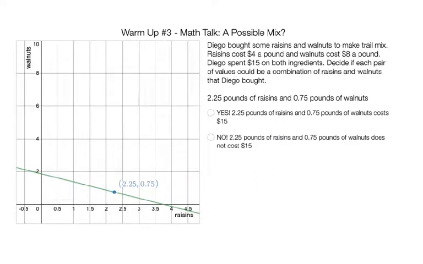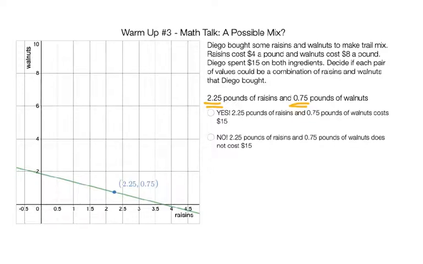Same scenario. We've got a combination of raisins and walnuts, the same price, $4 a pound and $8 a pound, and he spent $15. In this situation, he bought 2.25 or 2 1/4 pounds of raisins and 0.75 pounds of walnuts, which is 3/4 of a pound. I want to know, is that a combination?